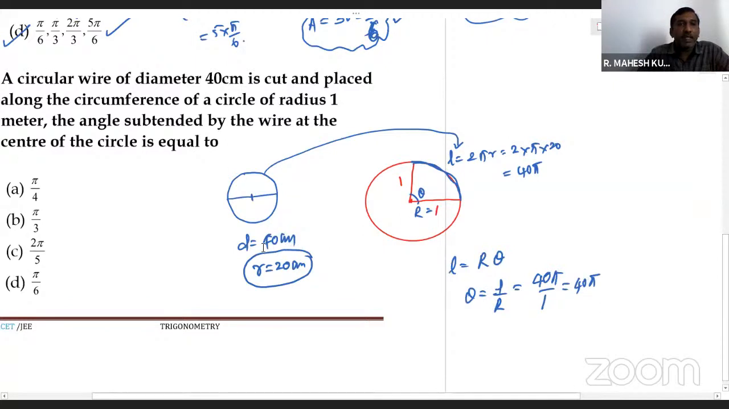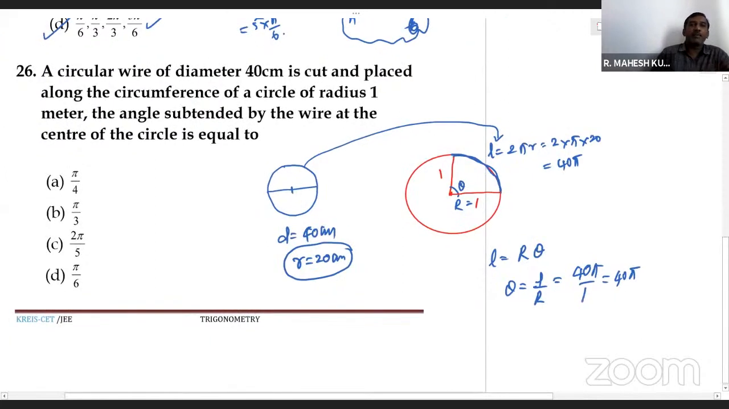Radius is 20, circular wire of diameter 40 centimeter is cut and placed along the circumference of a circle, right? So radius is going to be 20 alva. It is 2 pi into 20, so 40 pi you get. It is 1 meter. ಒನ್ ಸೆಕೆಂಡ್, ಇದನ್ನ ಚೆಕ್ ಮಾಡಿ ಎಲ್ರು ನೀವು. ಏನ್ ಬರುತ್ತೆ ನೋಡಿ, ಸರಿ ಉತ್ತರ ಏನ್ ಬರುತ್ತೆ ಇದಕ್ಕೆ?